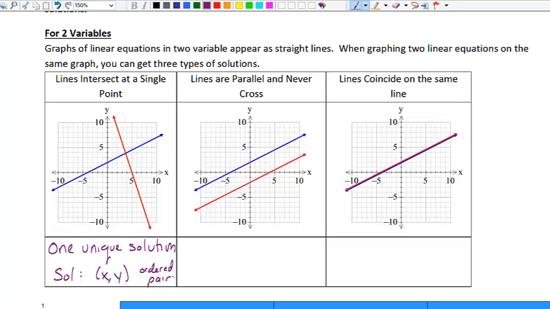Another case is if the lines are parallel and they never cross. Well, in this case, you don't have any solutions. So you can just write no solution. And the third case is if the two lines are lying on top of each other. I'm not sure if you can tell, but we have a red line on top of a blue line right here. And so because they're lying on the same line, there's infinitely many solutions.